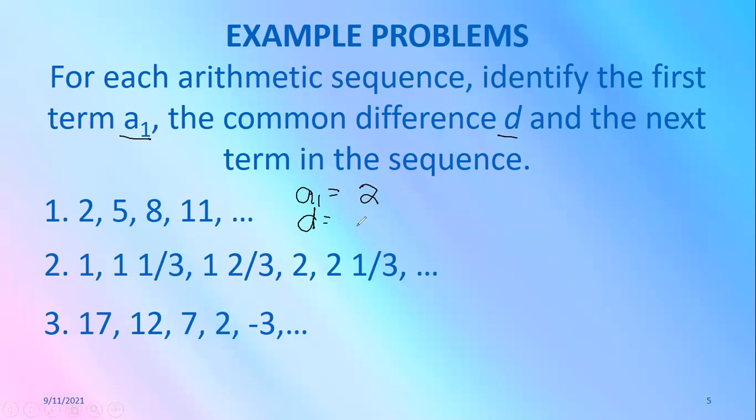Okay, so to get the common difference, we should subtract the first term from the second term, or the second term from the third term. So in this case, we subtract 5 minus 2. So that's equal to 3. Ganun din, if we're going to verify 8 minus 5, that's also equal to 3.